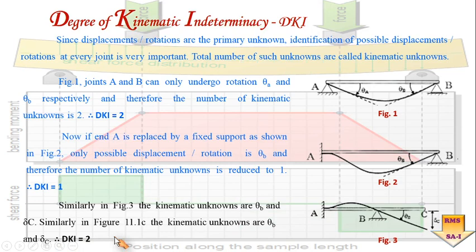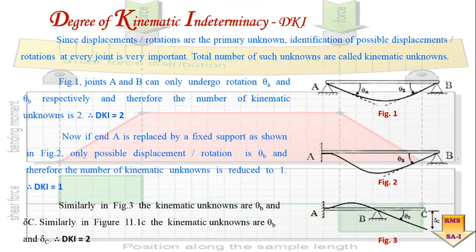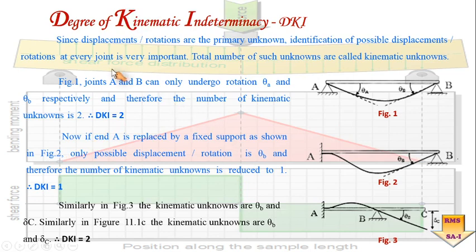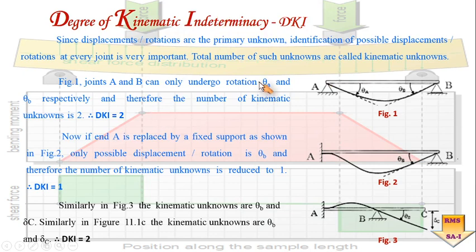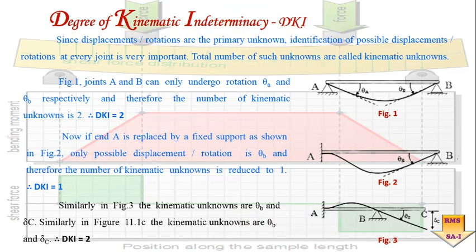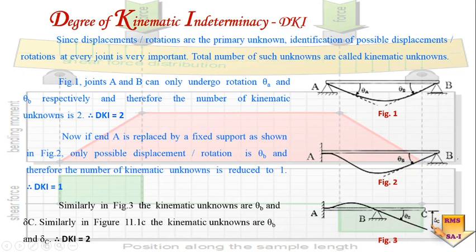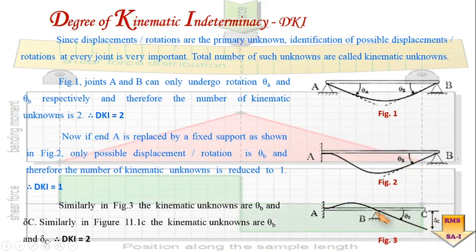So it is a very important aspect to understand what displacements are occurring in a given problem, and after understanding the displacements we will be able to understand the degree of kinematic indeterminacy. After finding the kinematic indeterminacy, we get an idea of how many unknown redundants there are going to be. We can see here there are two unknowns, theta A and theta B. Here theta B is the only unknown, and here theta B and delta C are the two unknowns which are to be found out by the method of slope deflection.